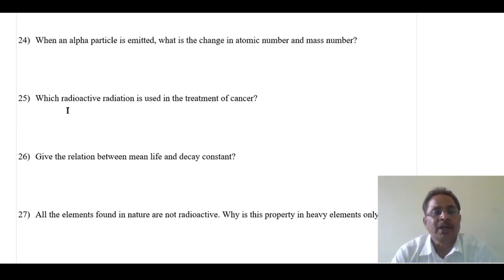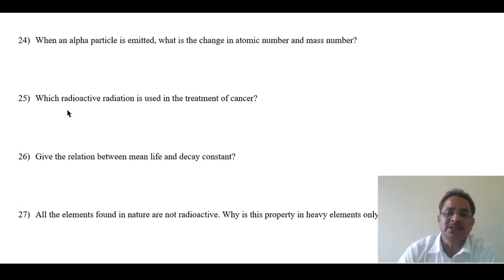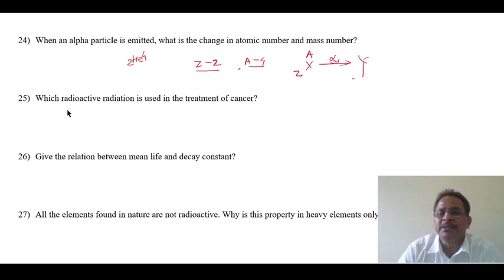Now question number 24: when an alpha particle is emitted, what is the change in atomic number and mass number? Whenever an alpha particle comes out of the nucleus, it carries away 2He4. So Z is decreased to Z minus 2 and A is decreased by 4. The mass number decreases by 4 and the atomic number decreases by 2. Suppose there is an X nucleus which undergoes alpha decay and a Y nucleus is formed. Then from Z, X and A, we get Z minus 2, Y and A minus 4.